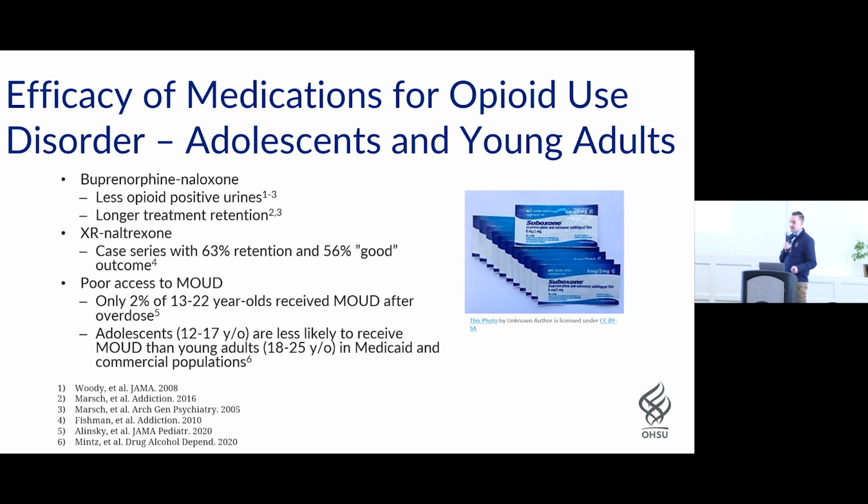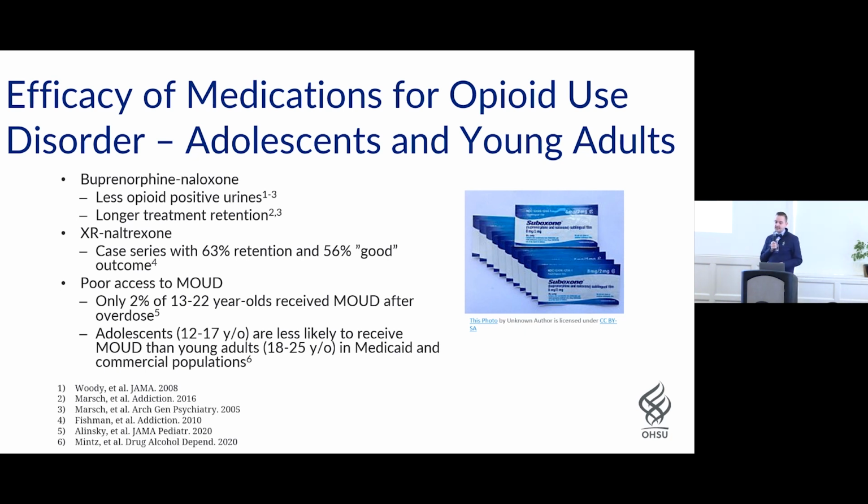As far as there is some evidence in adolescents and young adults for the efficacy of these medications. We know that if you use buprenorphine in this age group, the 12 to 24-year-olds, they in general tend to have fewer opioid-positive urines. And when I say opioid, that does not include buprenorphine. We would hope that they would have buprenorphine in their urine if we're prescribing it. They also have longer treatment retention, which I think is key.